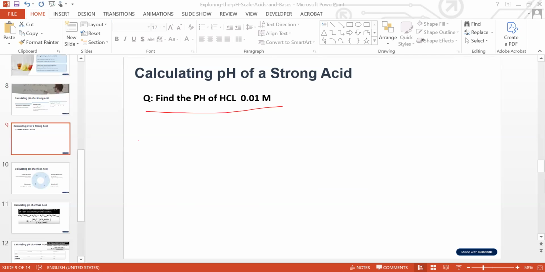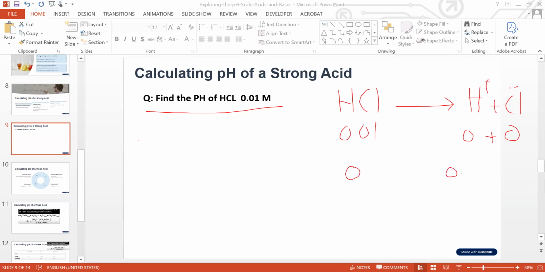Now, you can see that it is HCl, which is a strong acid. It will undergo complete dissociation. Initially it was 0.01, and the initial concentrations of hydronium ion and chloride ion were 0, but when it undergoes dissociation, the HCl will become 0 and the concentration of hydronium ion will become 0.01, which can be written as 10 raised to power minus 2.